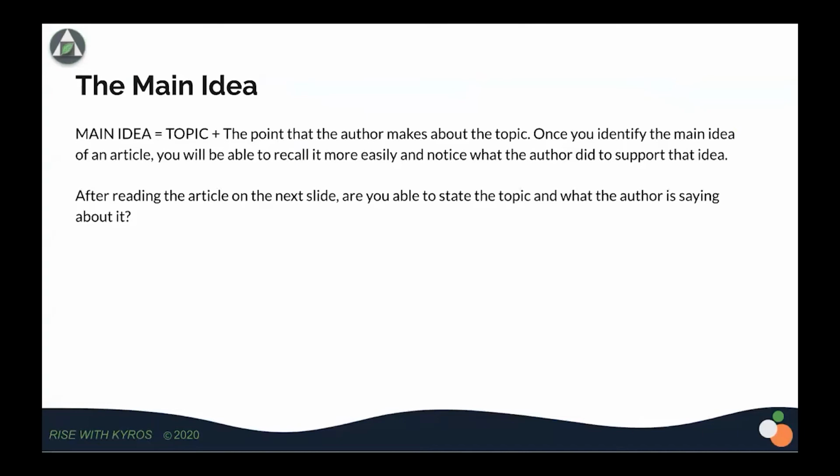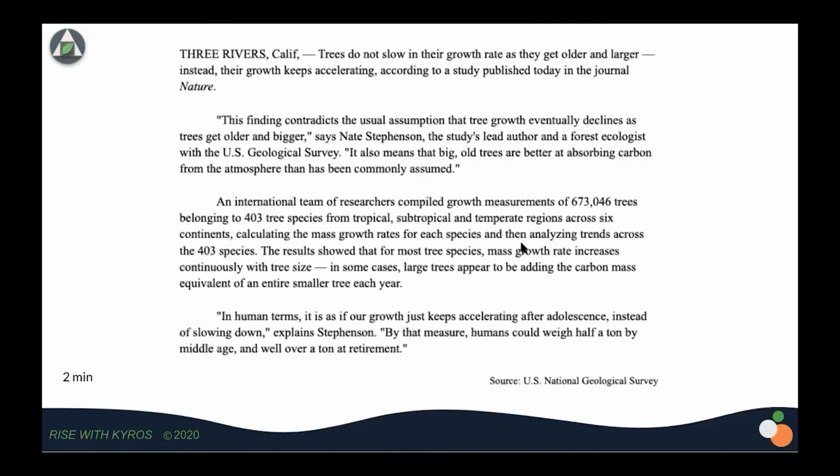On the next slide, I'm going to give you a short passage from the SAT, and then just in your head, are you able to state the topic and what the author is saying about it? I'm going to give you around 2 minutes to read over this, then I'll go over it after.